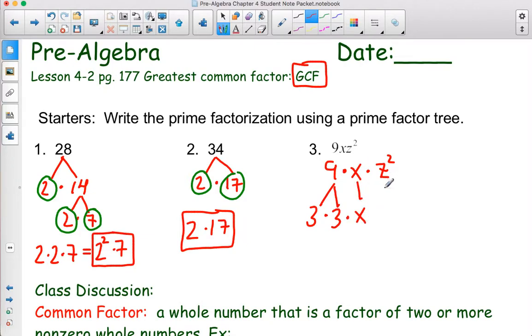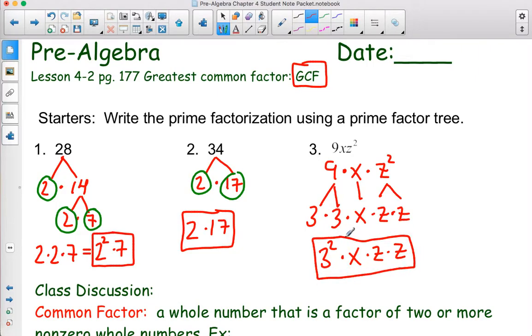And then how does z squared break down? Well, that's just z times z. So I'm going to write this as z times z. So if I break this down to its simplest parts, it's 3 times 3, which is 3 squared, times x times z times z, which you could write as z squared. I'm just going to write it like that, though, just so I know. Okay, that's prime factorization, and we did it using a factor tree.